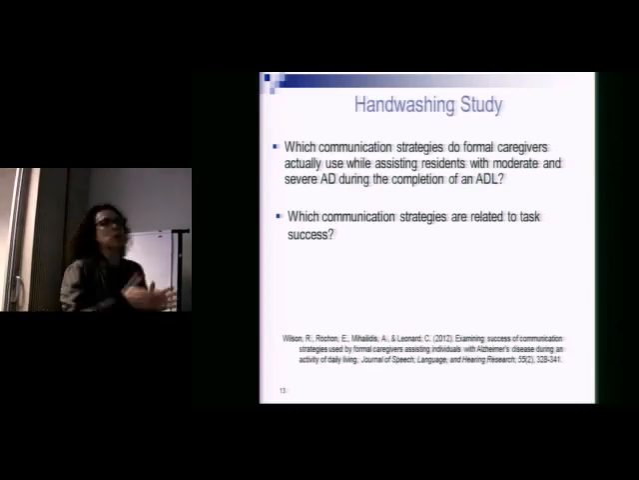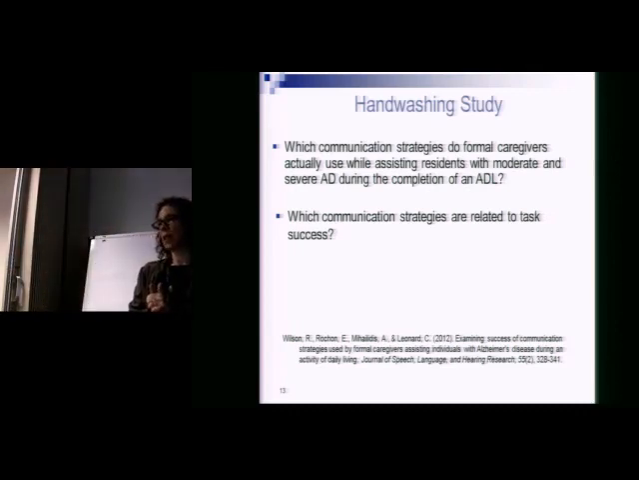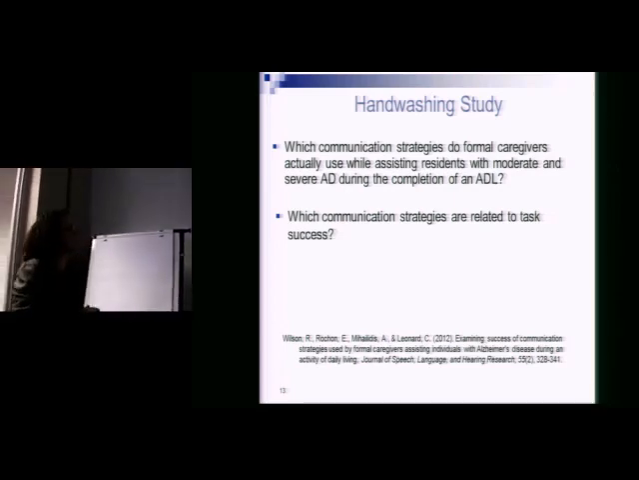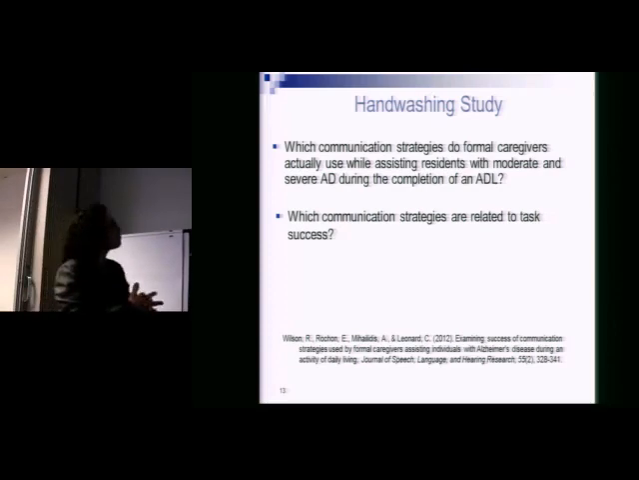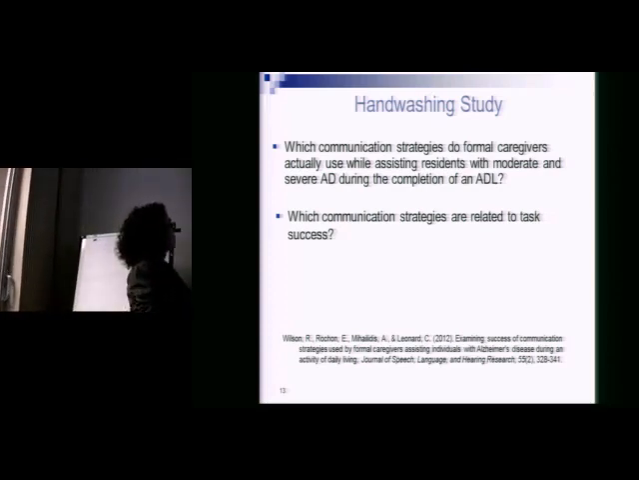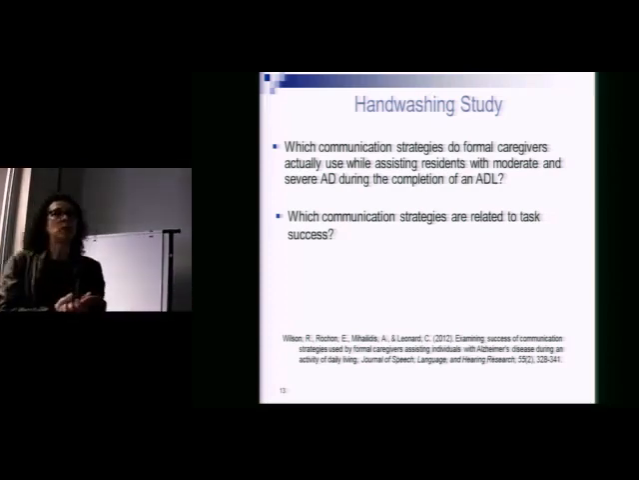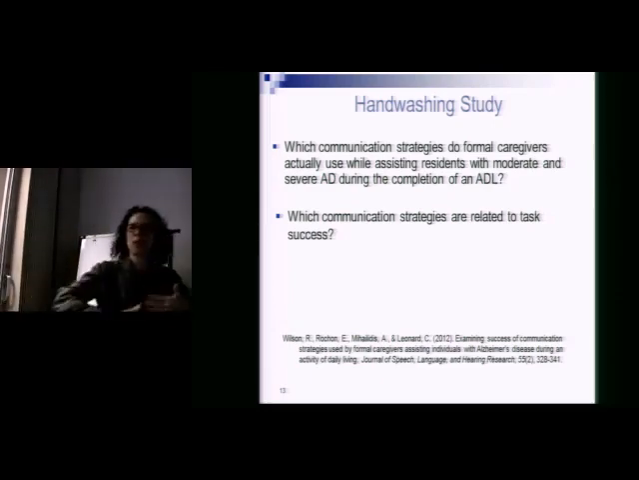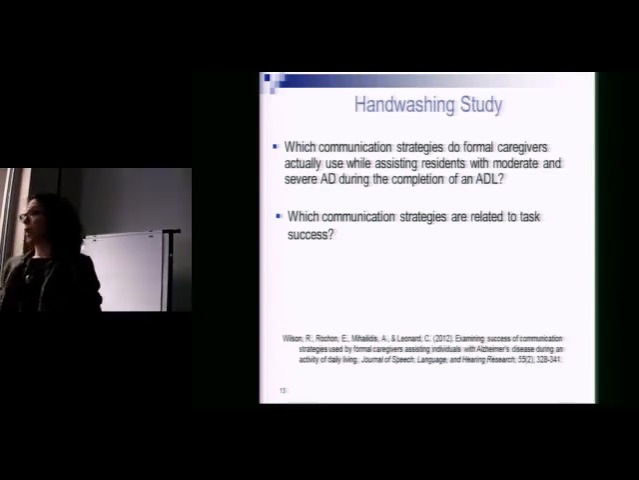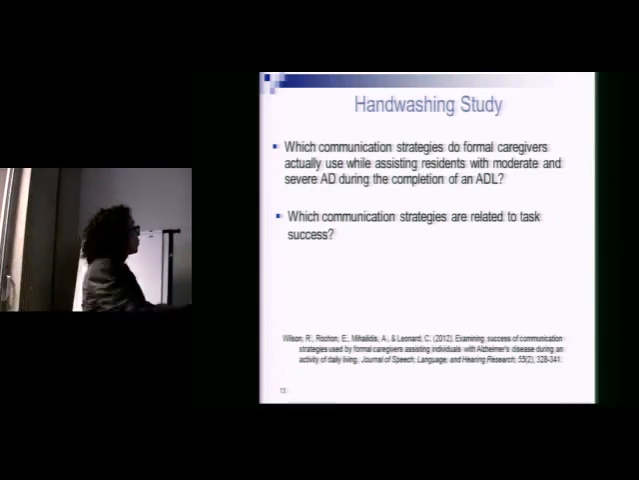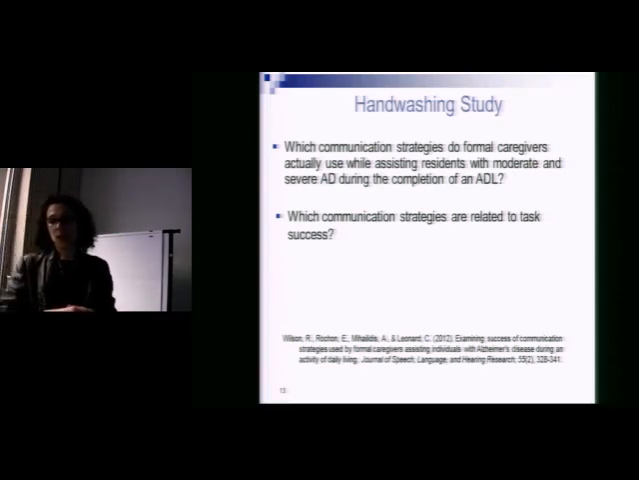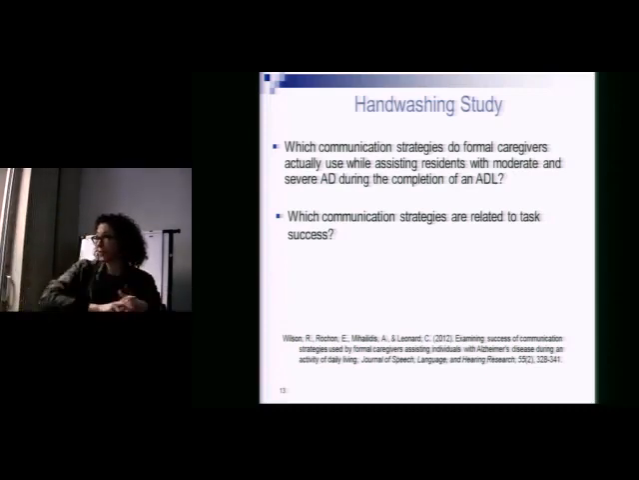So her first study, remember we were talking about activities of daily living, and this is research, so we have to be able to control some things in order to figure out what the effect is. So we had to choose an activity of daily living, and we figured people have to wash their hands a lot in life. And that's something that when you get on to the moderate stages of the disease, maybe you need help with. So the question was, what do caregivers use when they have to assist a resident with moderate to severe Alzheimer's to complete the task of hand washing?